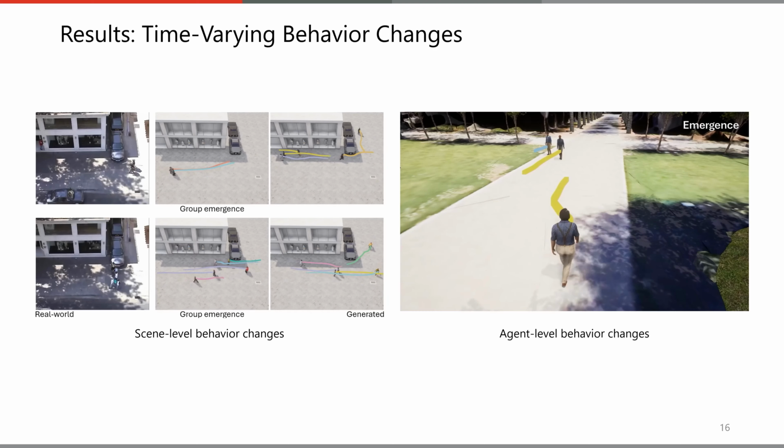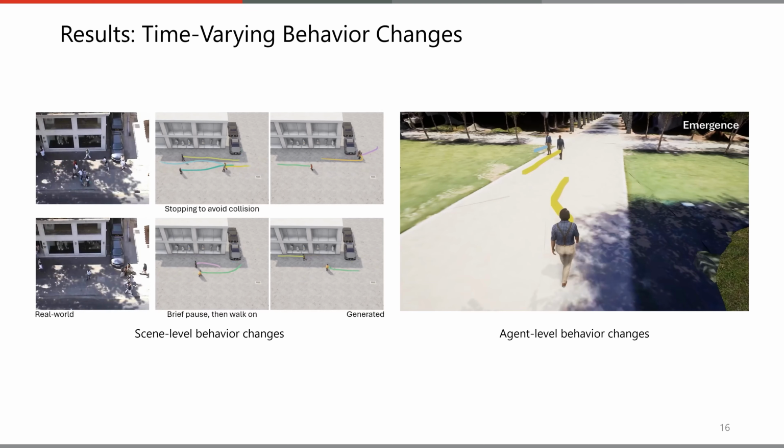These are visualizations of time-varying behavior changes. The left video shows the scene-level behavior changes. Our CrowdES can generate various behaviors from the real world, such as locomotion, leader-follower, group walking, and challenging stop-and-go, stopping to avoid collision, and free pause and walk motions.